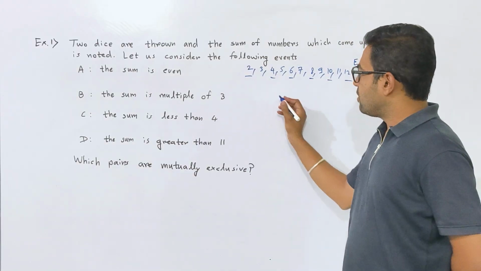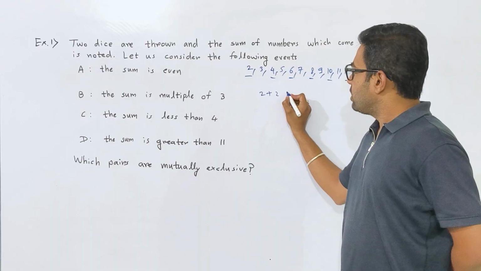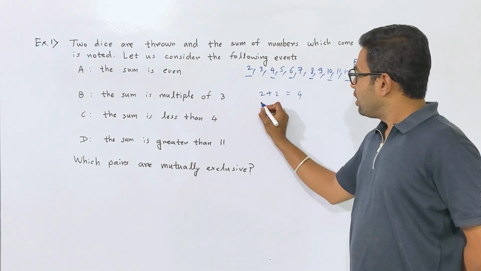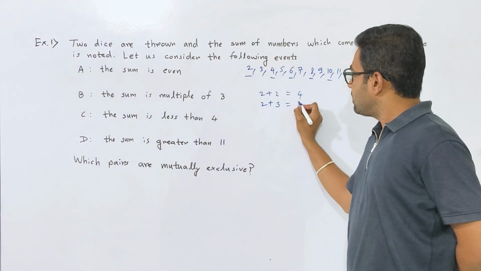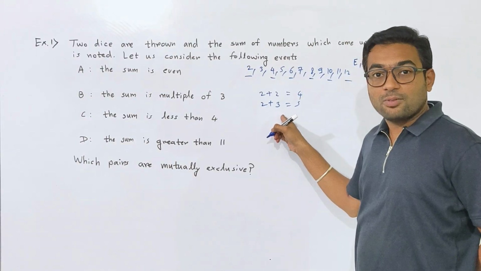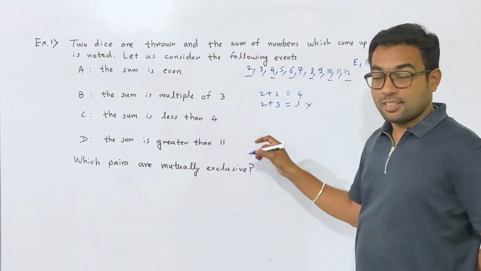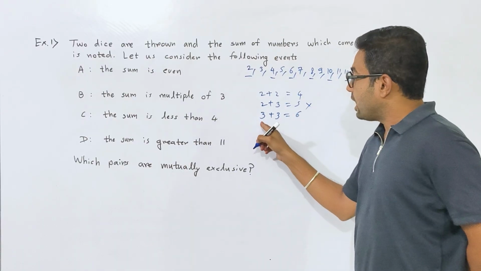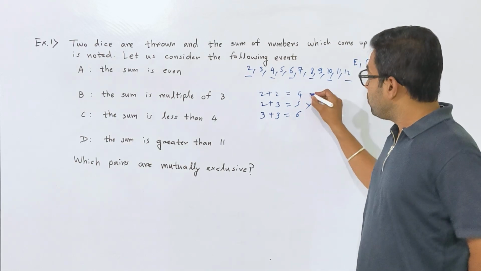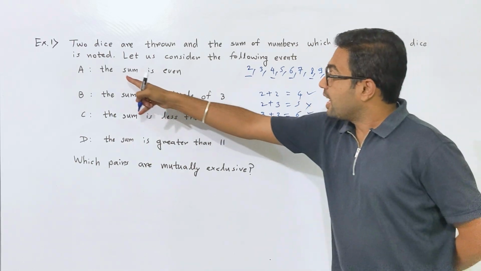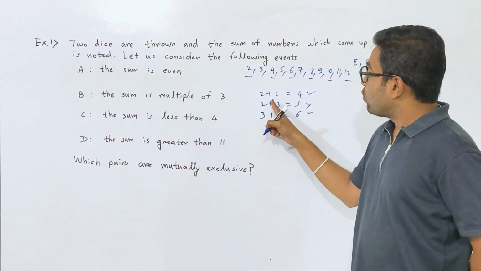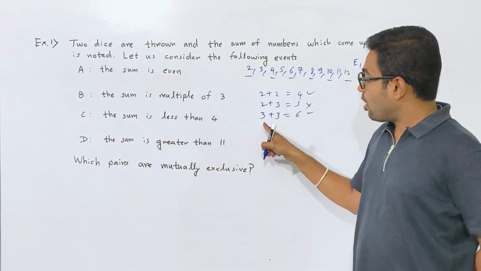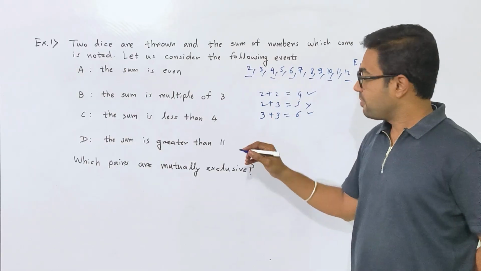Again, you can observe 2 plus 2 is 4, so even plus even will give you an even number. 2 plus 3 is 5, so even plus odd gives you an odd number. But 3 plus 3 is 6, so odd plus odd will also give you an even number. A is the sum is even, so what will I look for? Both the numbers even or both the numbers odd.